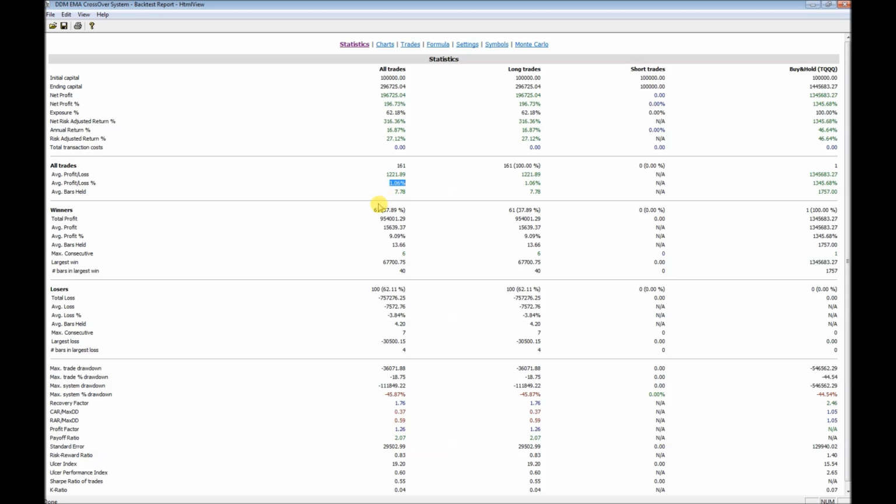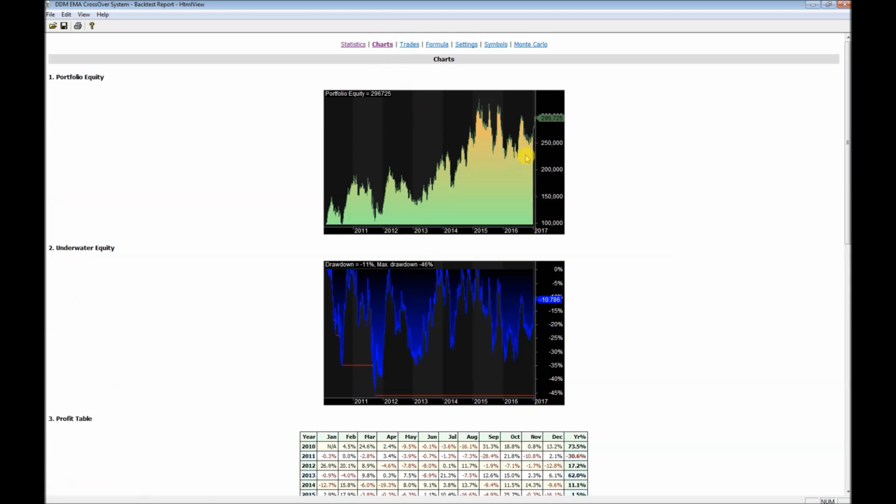Okay. So let's just scroll down and take a look at some figures. You've got a payoff ratio above 2, a profit factor of 1.26. That's pretty decent. You've got a maximum system drawdown of almost 46%. That's a little bit scary. So let's take a look at what this might have looked like over time.